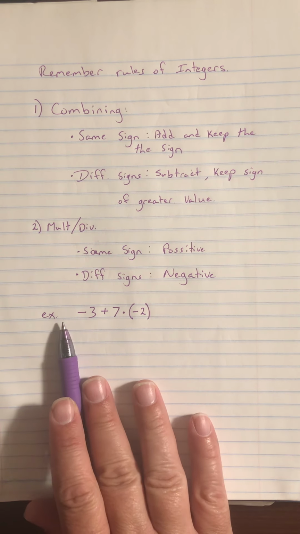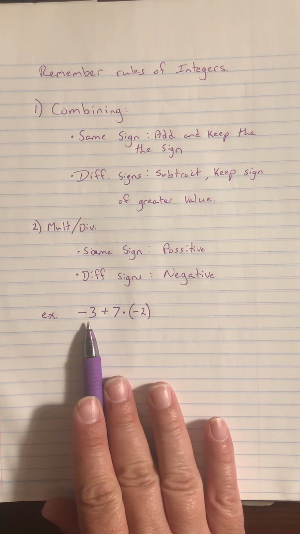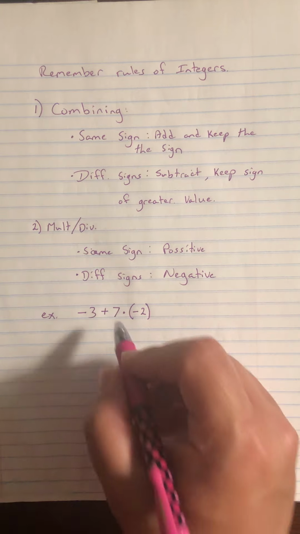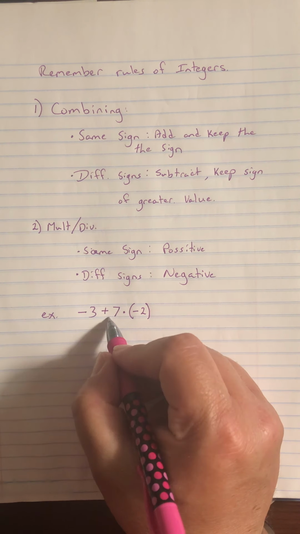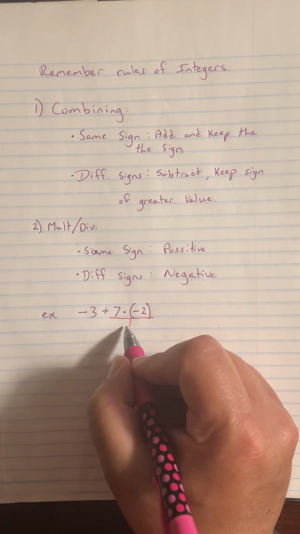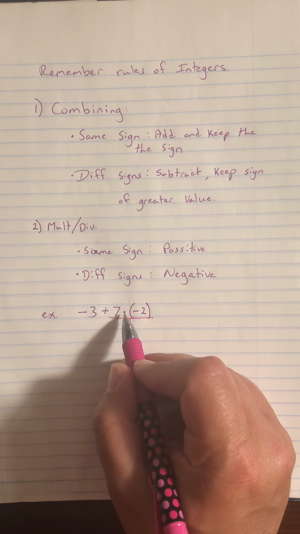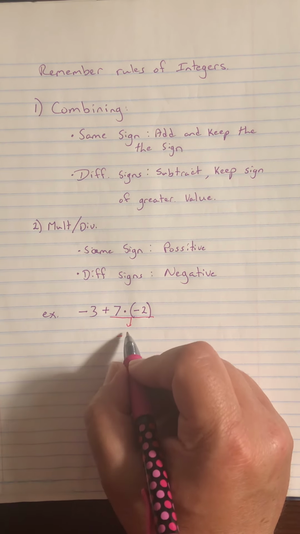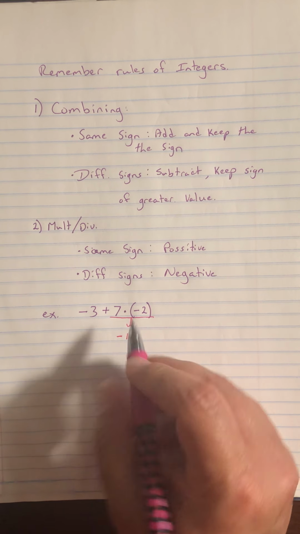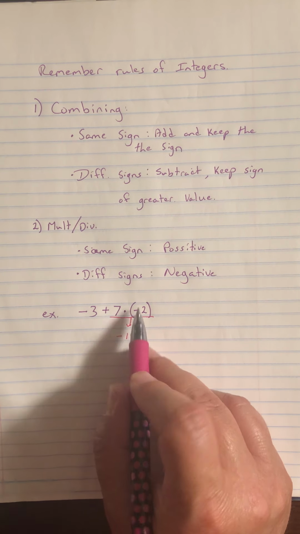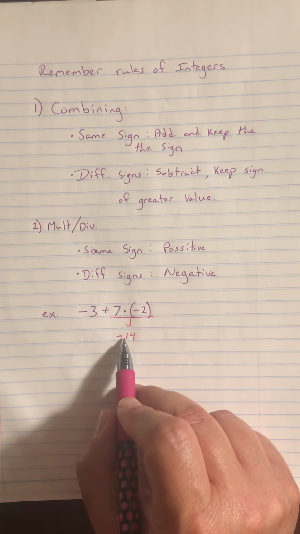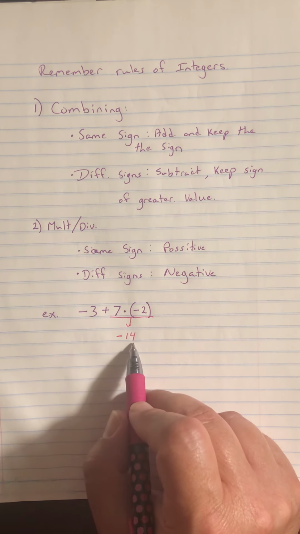So I start over here on the left, and I just slowly go across looking for any multiplication or division. And you can see right here, we have a multiplication that I have to do. So I have a positive 7 times a negative 2. That will give me a negative 14. Positive and negative are different signs, which make it automatically a negative answer. I mean, 7 times 2 is 14.